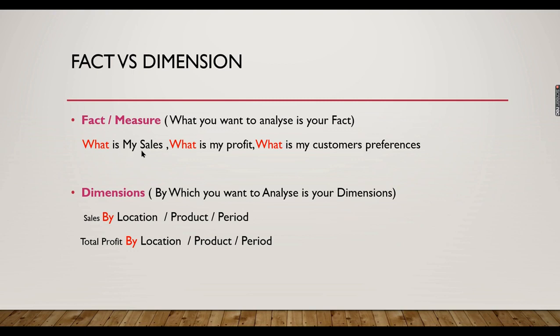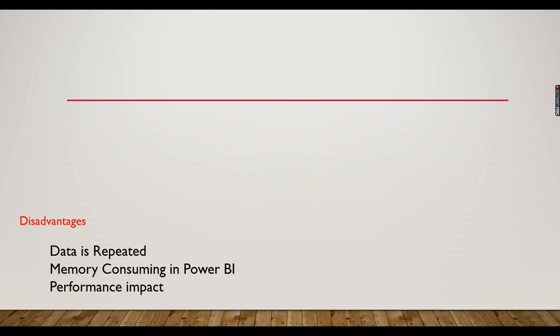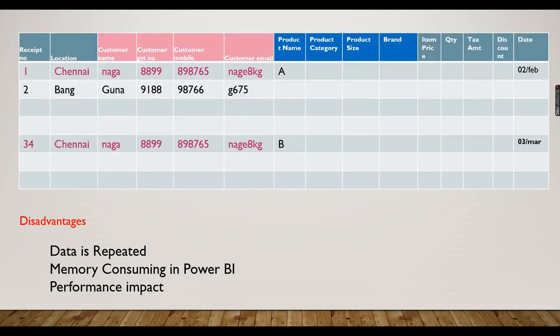Like, there are 10 million sales that happened. In this location, how much has been sold, and in this product, how much has been sold. Those things are considered as dimensions. The facts, which you can view from different perspectives, are called your dimensions. So this is what fact and dimension are. With this note, let us move on to today's topic.